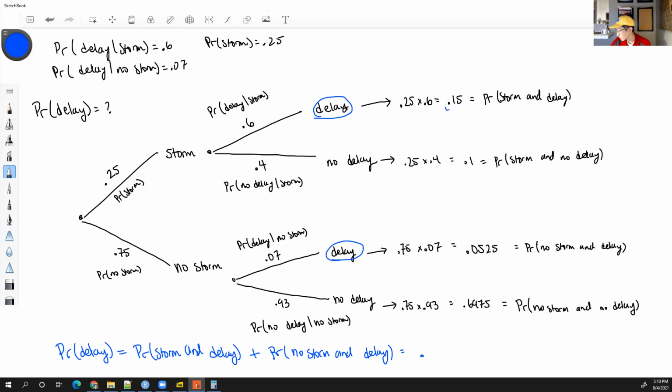So the probability of storm and delay, 0.15. The probability of no storm and still we get delayed is 0.0525, and this adds up to 0.2025. Okay, and that's our answer here. So what is the probability that we get a delay? 0.2025.